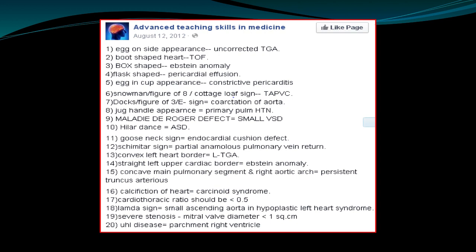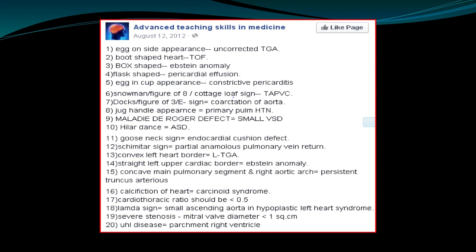The jug handle appearance is primary pulmonary hypertension, which could be secondary to an increase in your pulmonary artery pressure above 30 millimeters mercury. But always remember that in mild pulmonary hypertension, you may not see the jug handle appearance. It's commonly seen in patients with moderate to severe pulmonary hypertension. The Maladie de Roger defect is a small VSD. The hilar dance is atrial septal defect. The gooseneck sign is endocardial cushion defect or the AV canal type of defect.